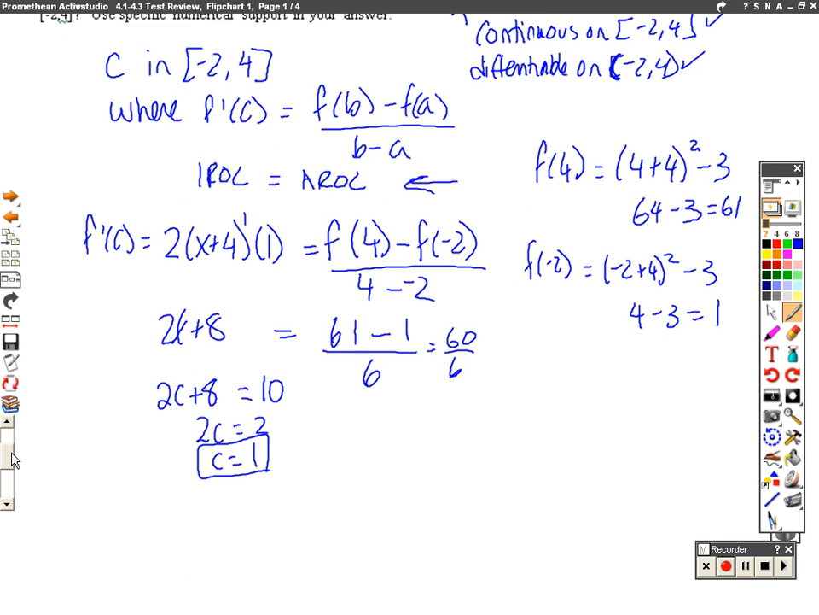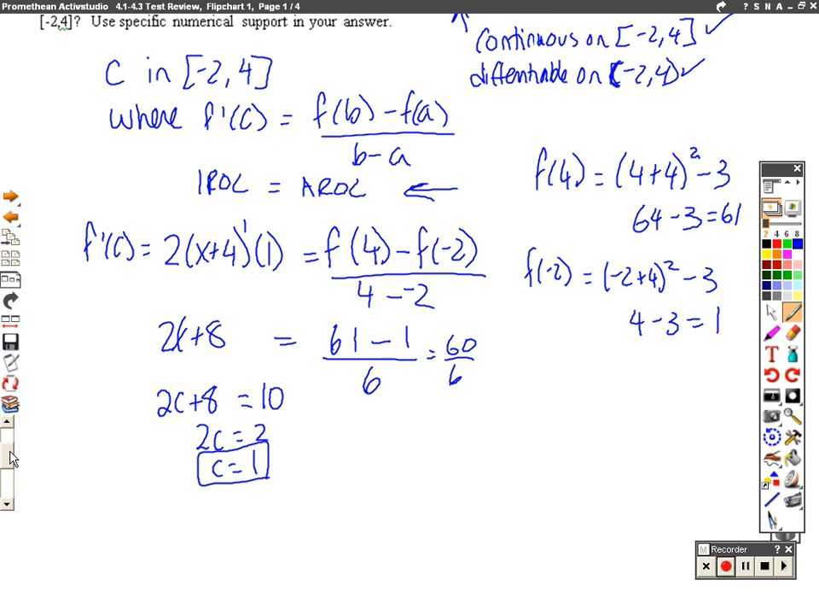So basically, if we wanted to put this all out there and say what this says, we would say that for c equals +1, f prime of c is equal to f of 4 minus f of -2 over 4 minus -2.